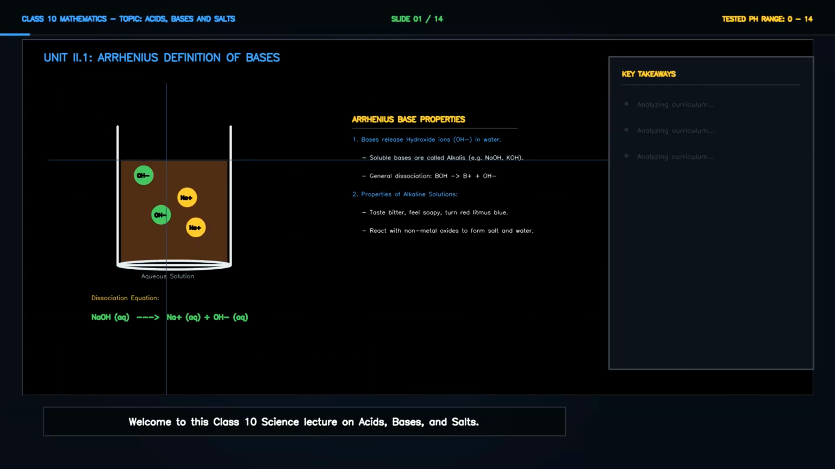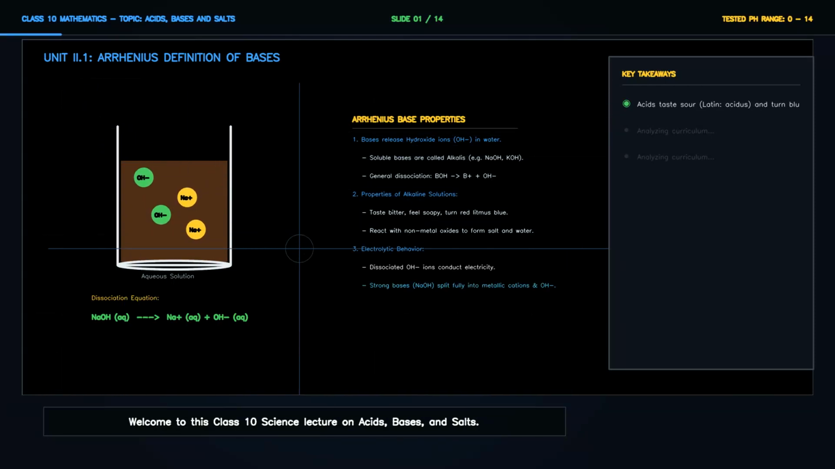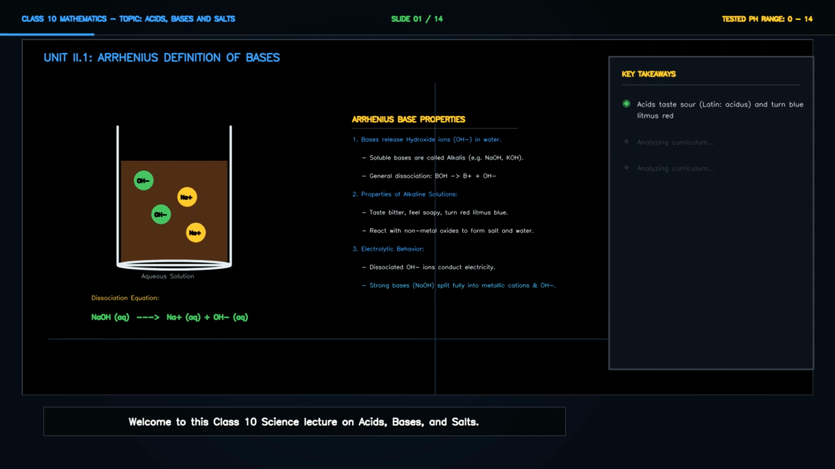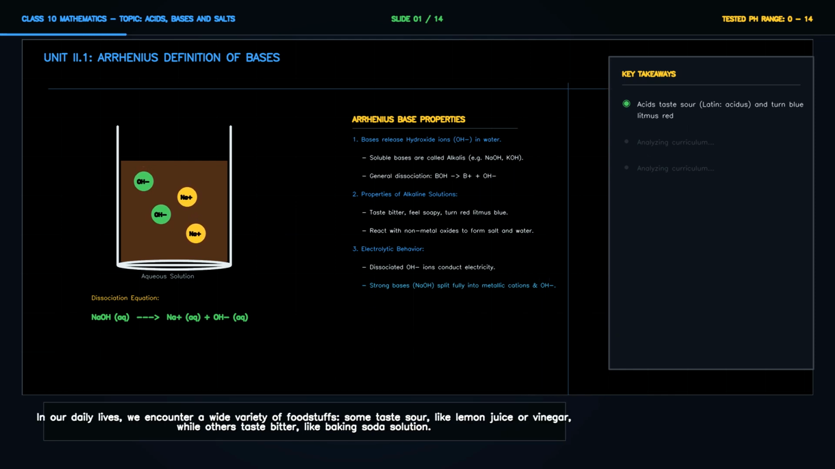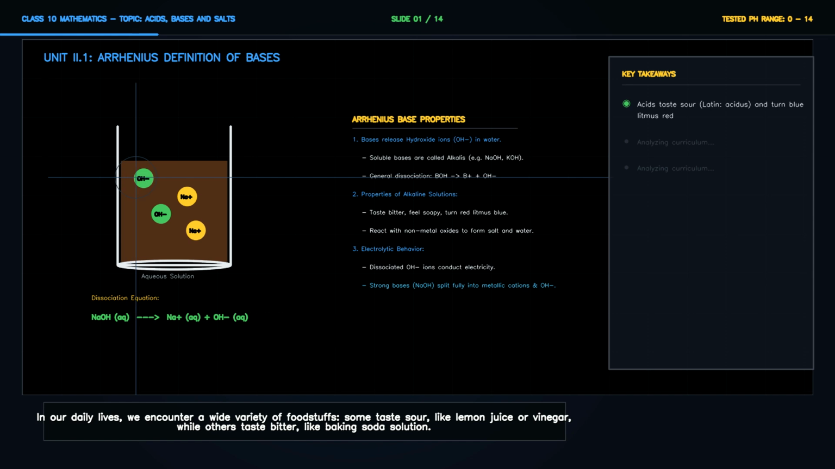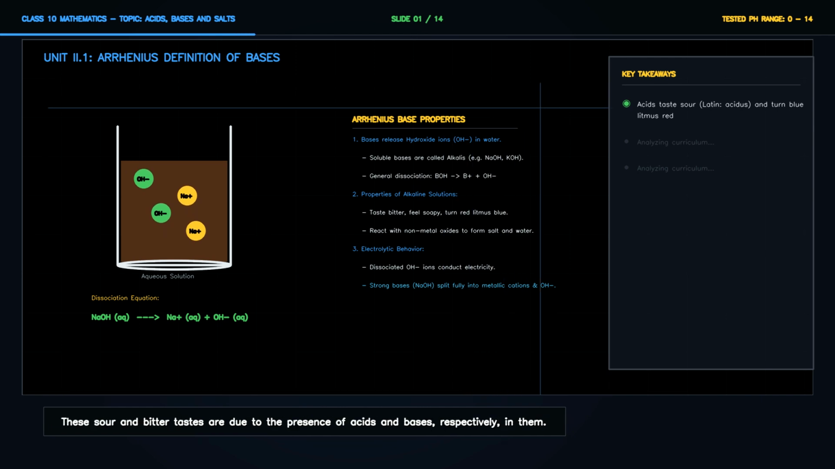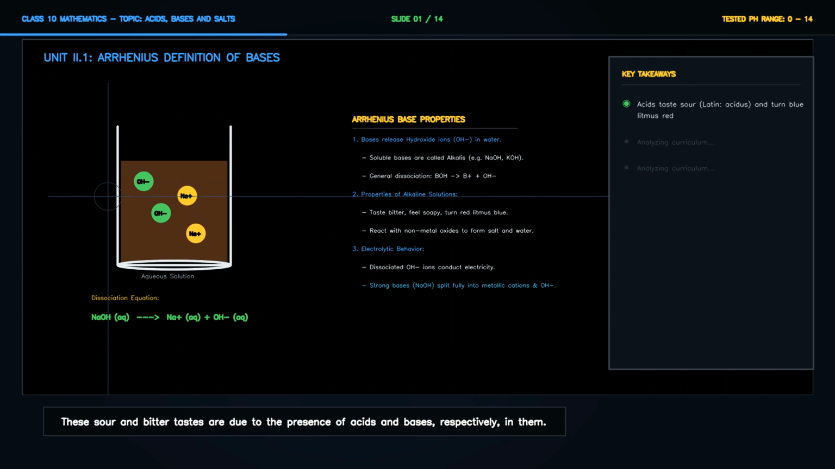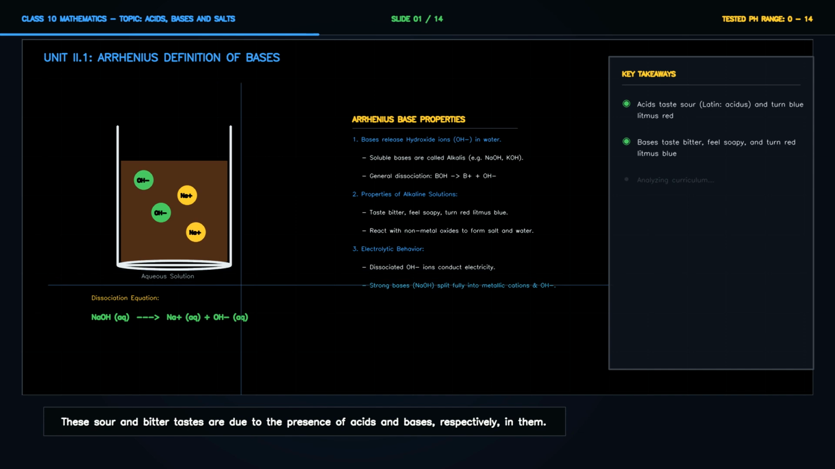Welcome to this Class 10 Science lecture on acids, bases, and salts. In our daily lives, we encounter a wide variety of foodstuffs. Some taste sour, like lemon juice or vinegar, while others taste bitter, like baking soda solution. These sour and bitter tastes are due to the presence of acids and bases, respectively, in them.